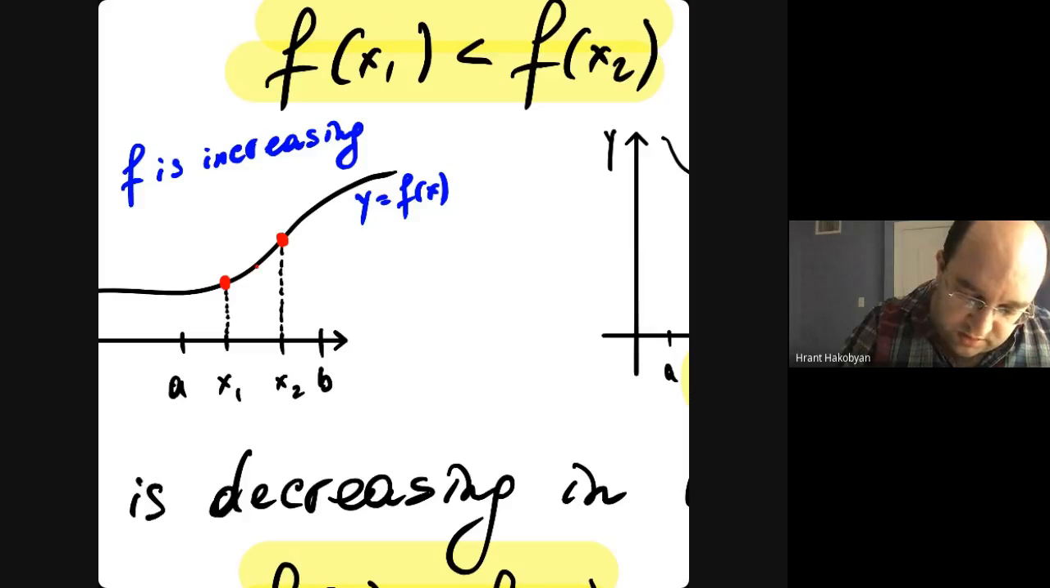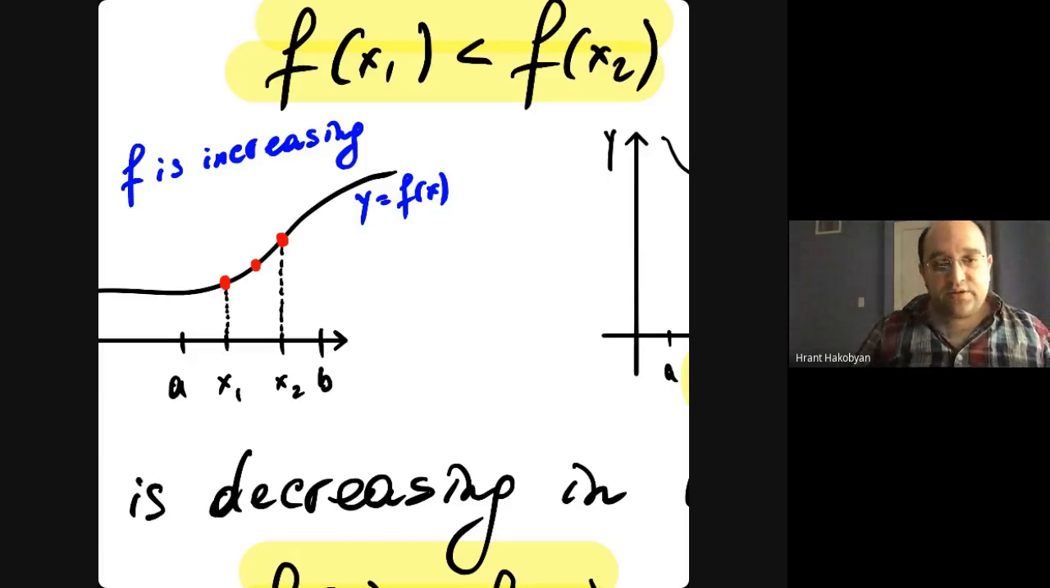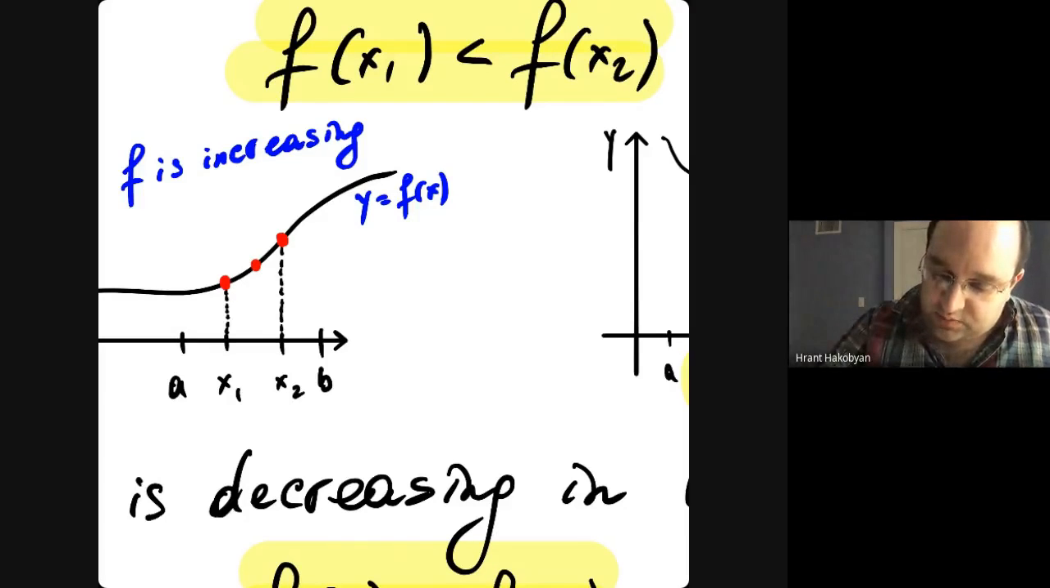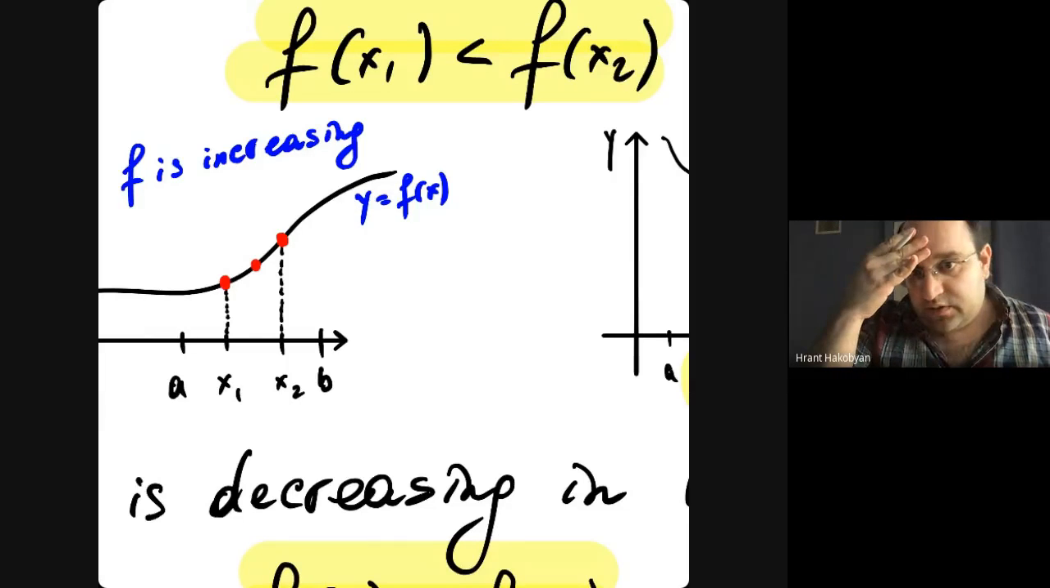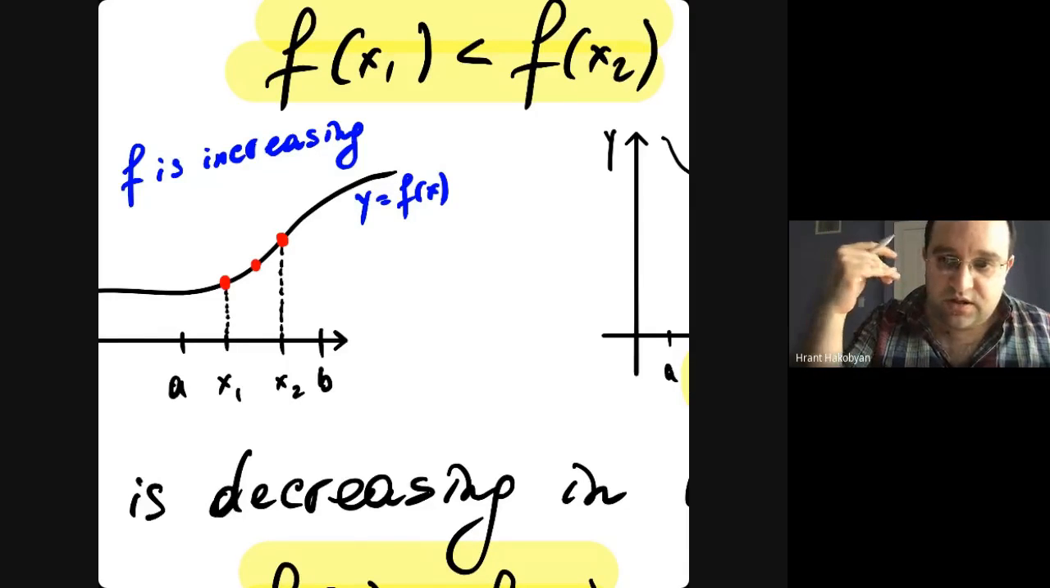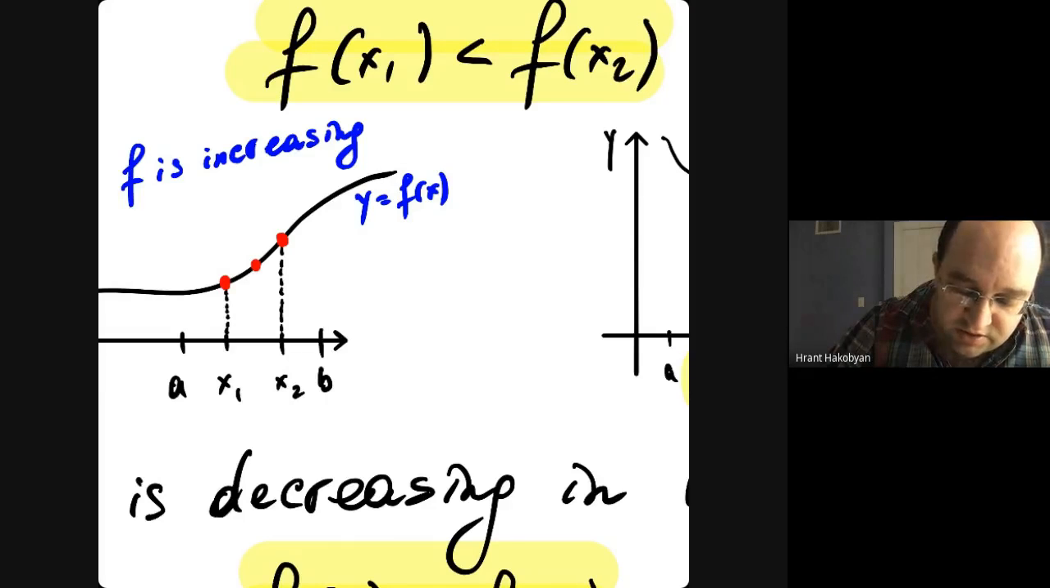So let's pick this point here and let's look at the derivative at that point. So let's look at what's the meaning of the derivative. You remember the derivative is the slope of the tangent line. So let's look at the tangent line. So the tangent line looks maybe like this. So that's my tangent line.